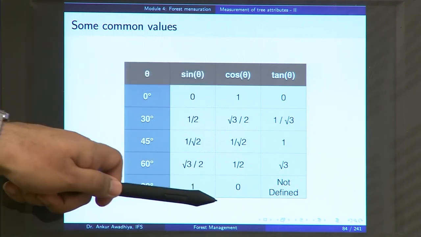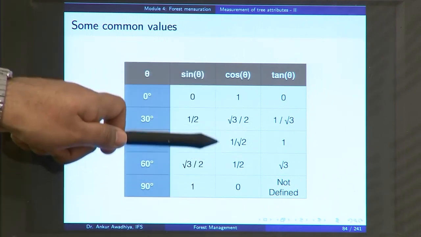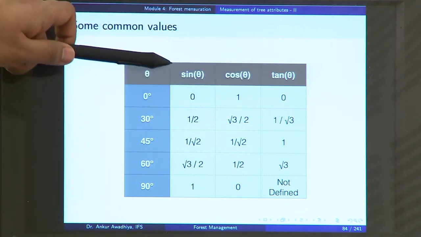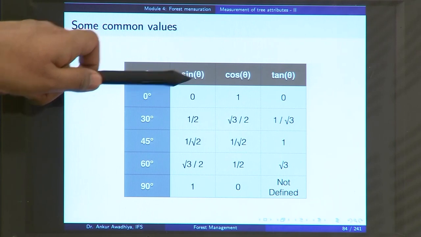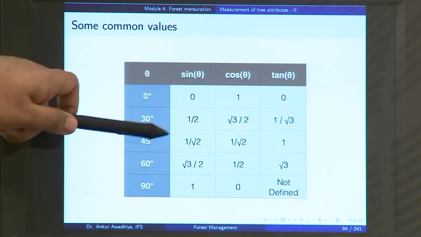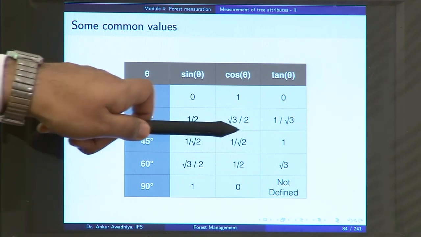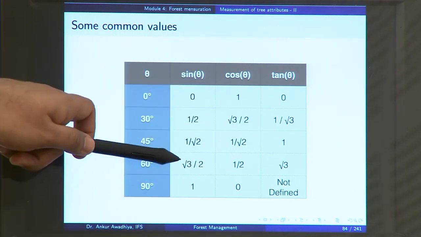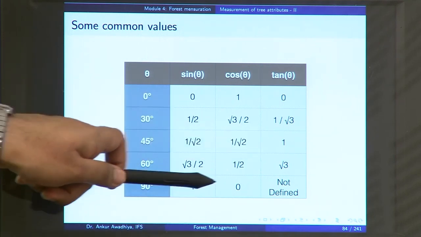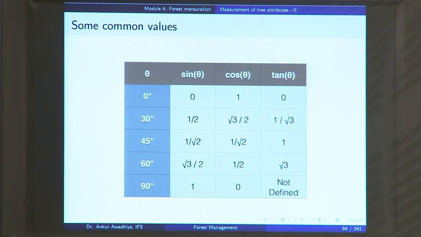In the case of cos theta, you move in the opposite direction: 0, half, 1 by root 2, root 3 by 2 and 1. And tan theta is given by sin theta divided by cos theta. So, 0 divided by 1 is 0, 1 by 2 divided by root 3 by 2 is 1 by root 3, 1 by root 2 divided by 1 by root 2 is 1, root 3 by 2 divided by 1 by 2 is root 3, and 1 divided by 0 is not defined. So, these are the common values of sin, cos and tan theta that you will be using.